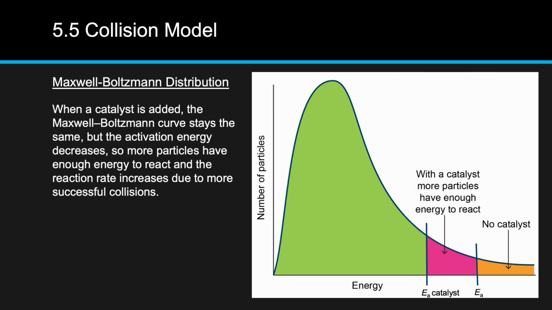Adding a catalyst does not change the shape of the Maxwell-Boltzmann energy distribution because the particles' energies are staying spread out the same way at the same temperature. However, the catalyst is going to provide an alternate pathway with a lower activation energy. So that activation energy line is going to shift to the left, which means a larger fraction of particles now have enough energy to react, which leads to more successful collisions and then increases the rate.